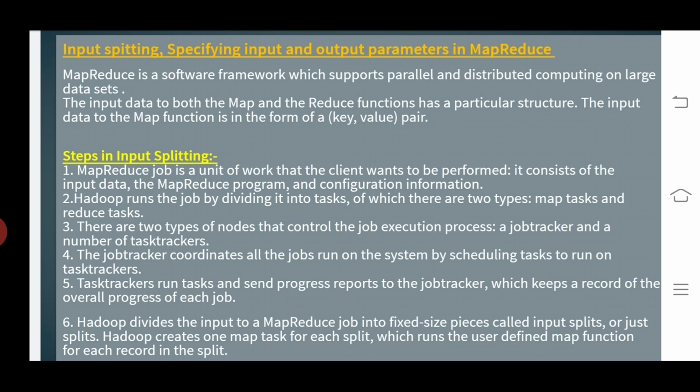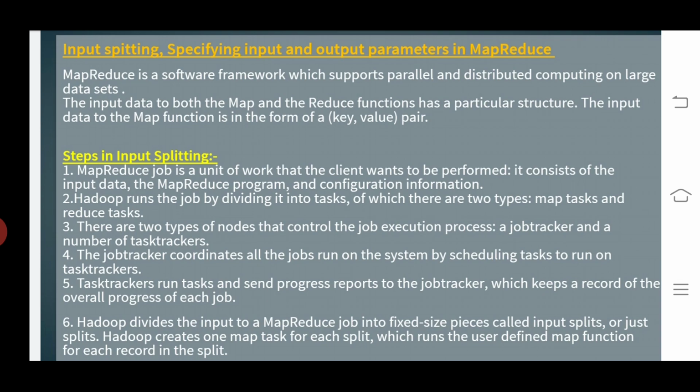Now we can learn what steps we have to follow in input splitting. The first step: a MapReduce job is a unit of work that the client wants to be performed. It consists of the input data, the MapReduce program and the configuration information.